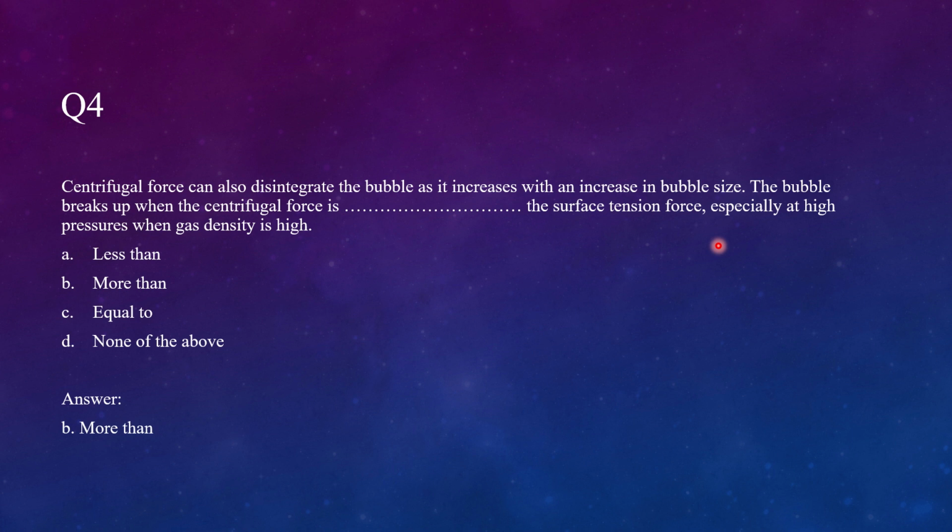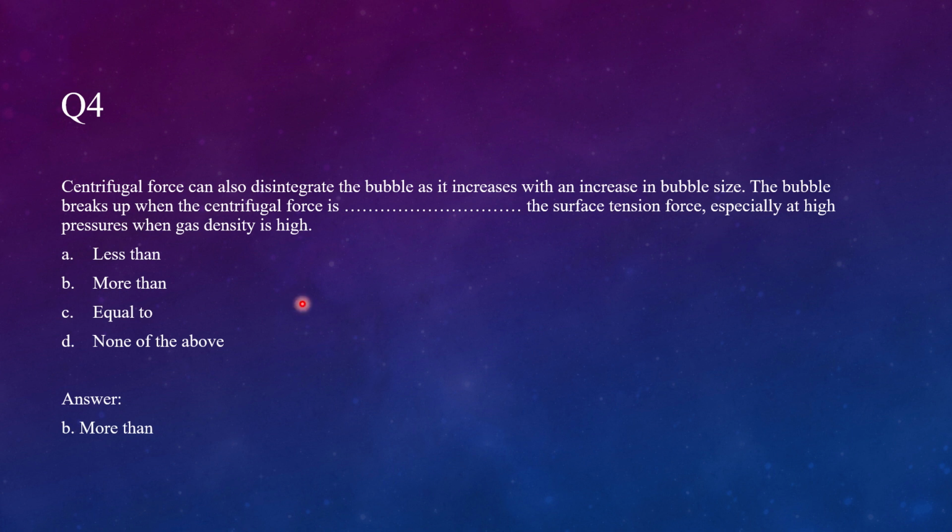Because we have already seen in the previous question what influences the stability of the bubbles. It is nothing but the surface tension force. So at some point, if the centrifugal force is higher than the surface tension force, what does it mean? The surface tension force is lowered. So at that point, the bubble disintegrates or the bubble breaks.